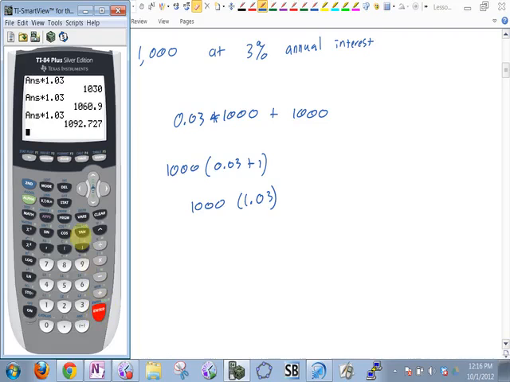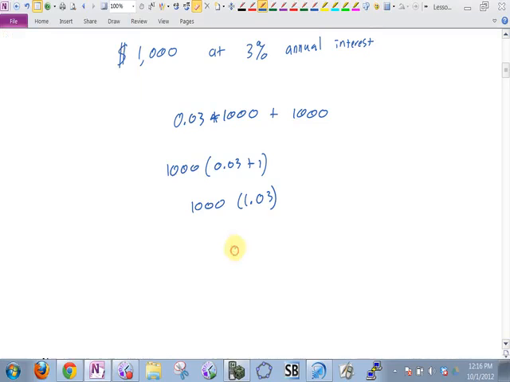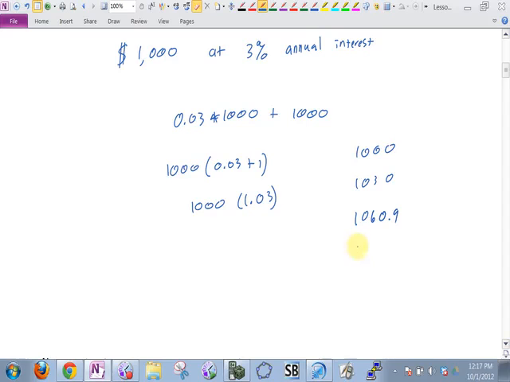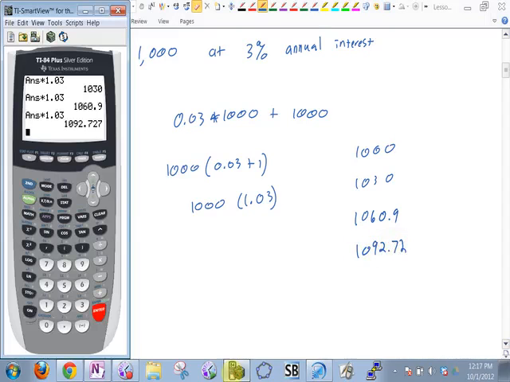Right, because after I start with $1,000, then I have 1,030, then I have $1,060.90. Then I have $1,092.72. You better believe the bank's not rounding that up to 73, right? Am I right? I don't know. Maybe banks round. I'm not sure.